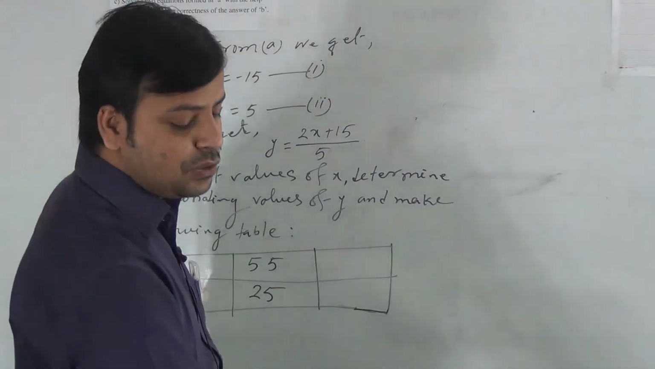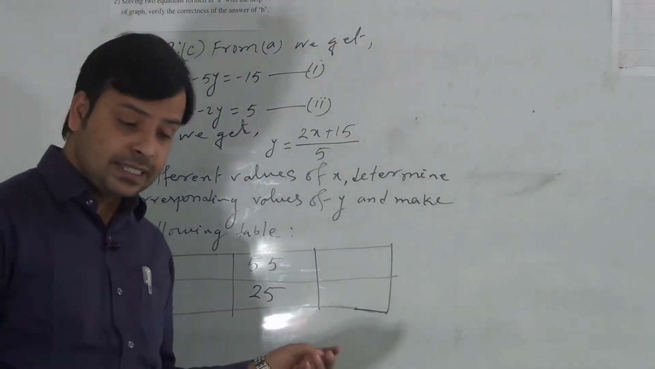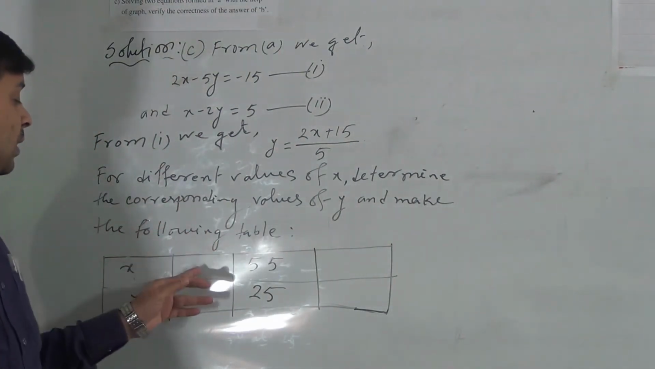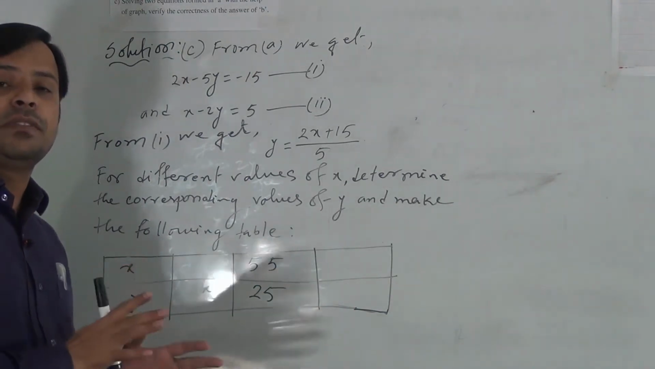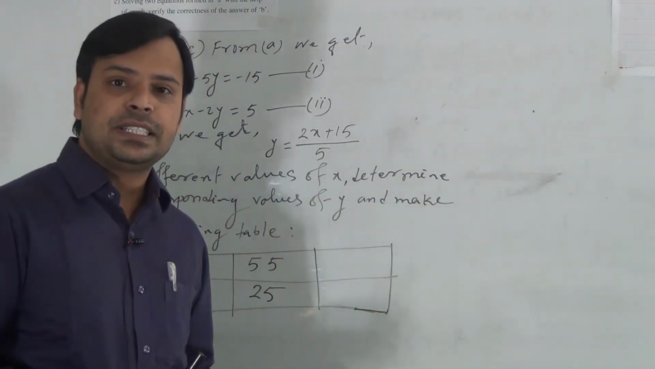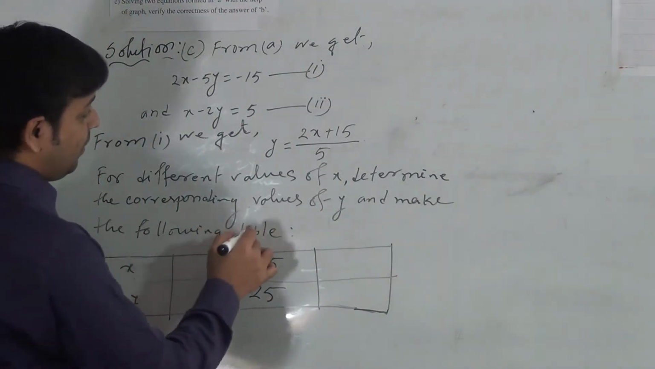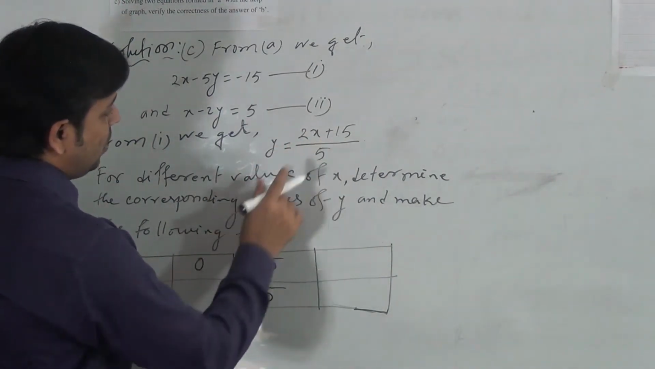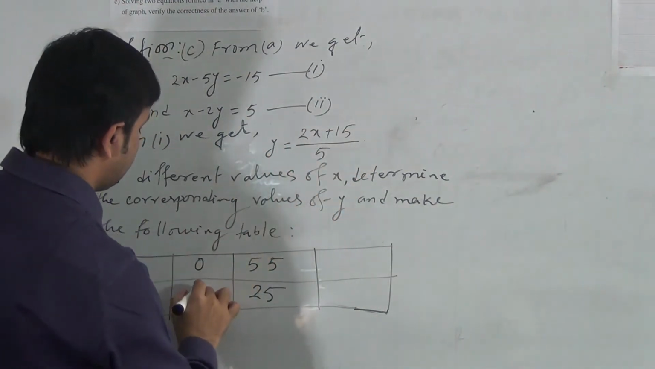Just we can consider any 2 points, but in this case always try to remember that you can apply a technique. You have to put such a value of x that the value of x and y must be integer. Try to put the value in this way. It will be easier for you to put the point in the graph if the coordinates are integer. So if we put the value of x is 0 here, we will get 2 into 0 means 0 plus 15, it will be 15 divided by 5 means 3.